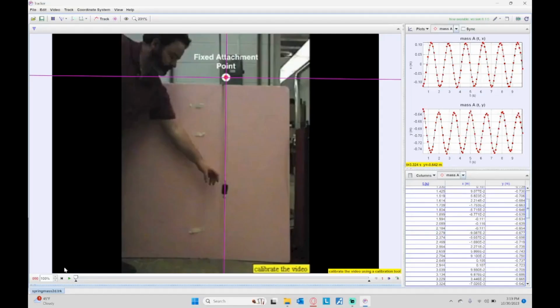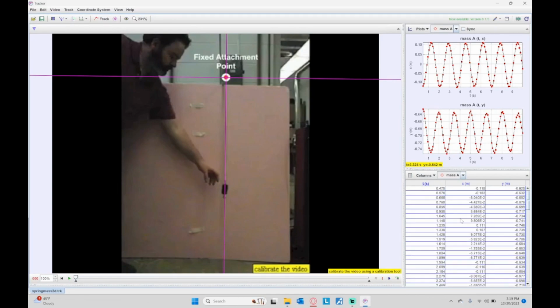Here I have our tracker set up. The system and surroundings in our experiment are: the system being the mass, the spring, and the earth. The surroundings are all other objects. The initial conditions, as you can see here, are an initial position at roughly negative 0.115 and negative 0.625 for our mass on the spring.